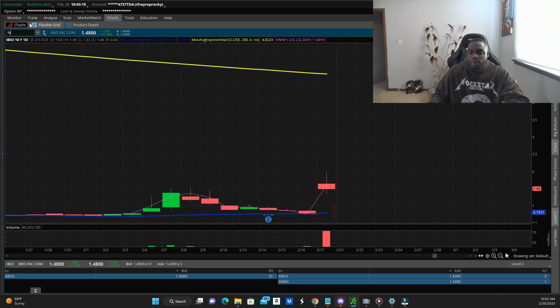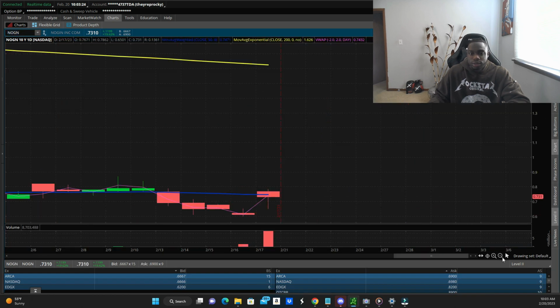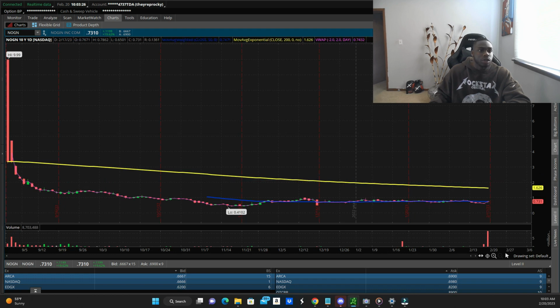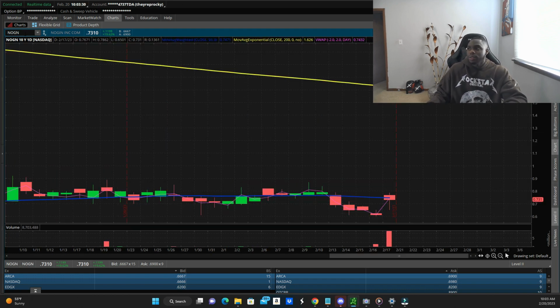Then there's NOGN. Okay, this one traded 5 million in volume, but I really don't see too much there, so definitely low on the totem pole.